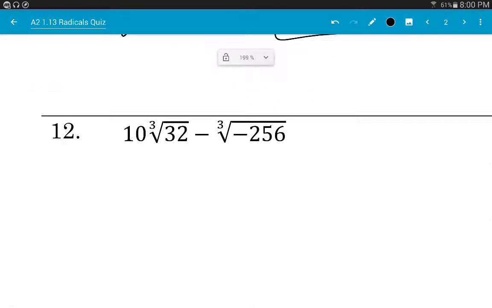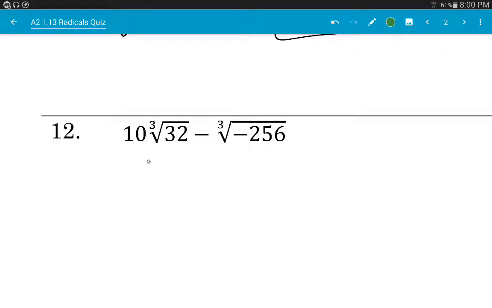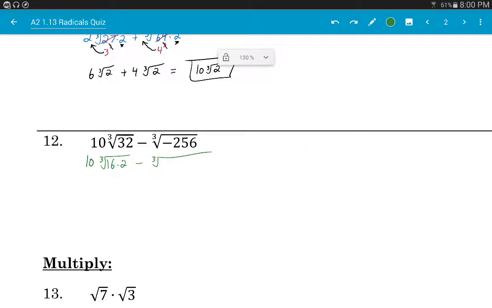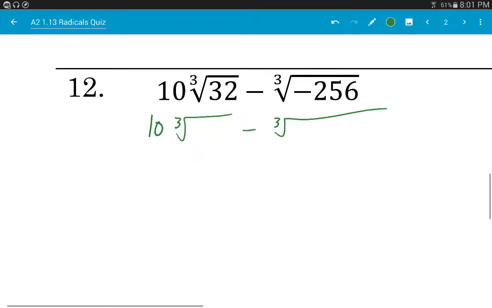Question 12. 32 becomes 16 times 2, under that cube root again, with 10 in front, minus the cube root of negative 256, which, if I recall, is negative 120. What's the perfect cube that goes into this? Oh, duh. Okay. Yeah, even great mathematicians make mistakes sometimes.